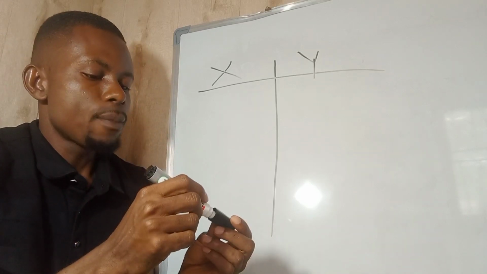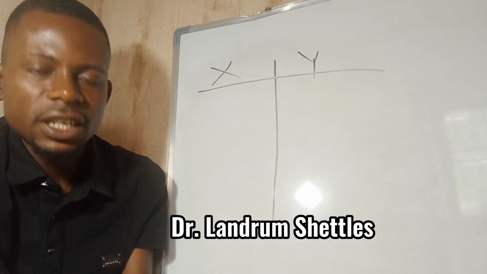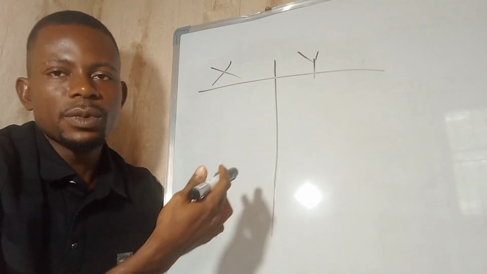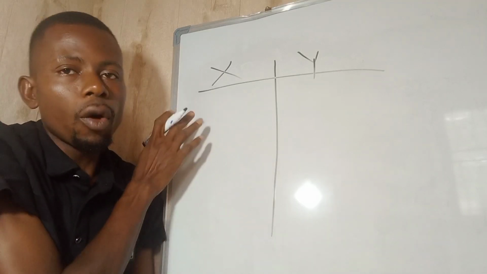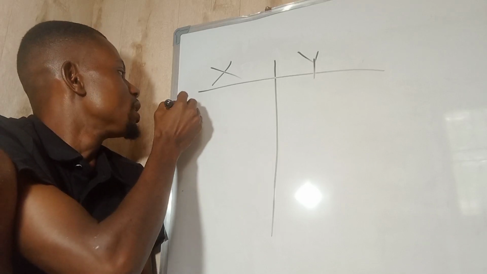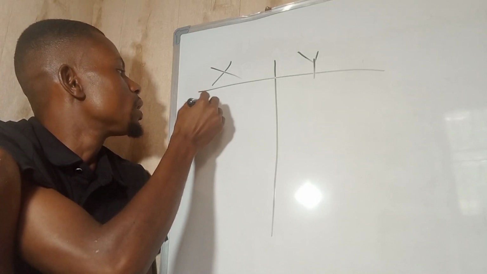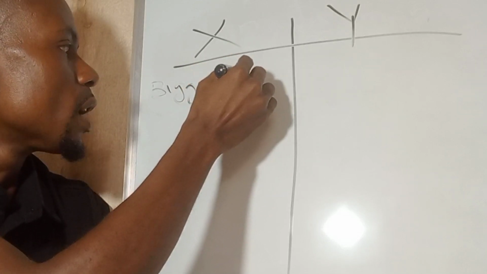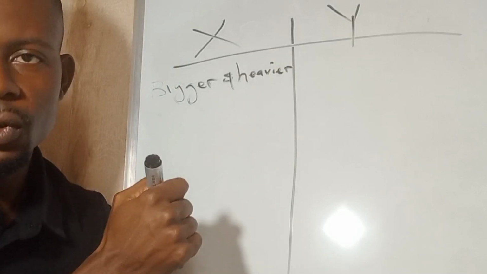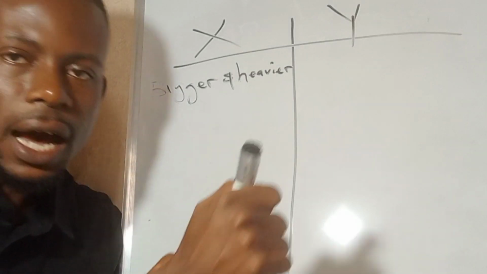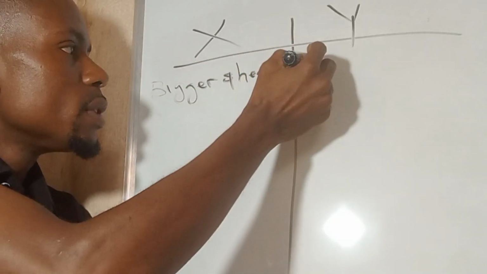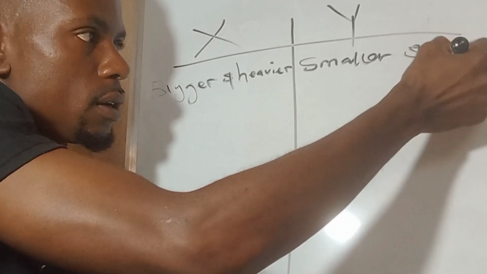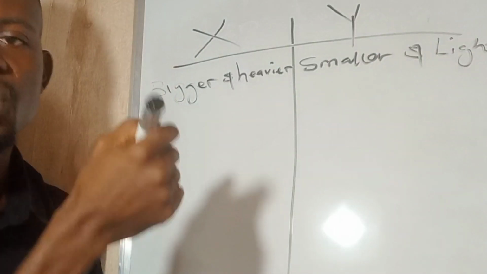According to an American gynecologist, Dr. Landrum Shettles, in the 1960s, he studied these two types of sperm cells and discovered that the X chromosome is bigger and heavier than the Y chromosome. The Y chromosome is smaller and lighter.